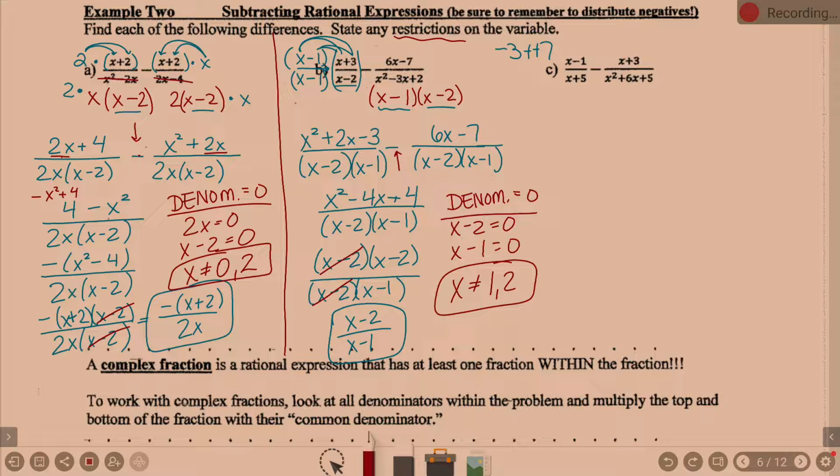You'll notice here it says to work with complex fractions, look at all the denominators within the problem, and multiply top and bottom of the fraction with their common denominator. In other words, our step 1 is going to be, let's get this so we don't have fractions within fractions. And the easiest way to do this is to get rid of all the denominators.